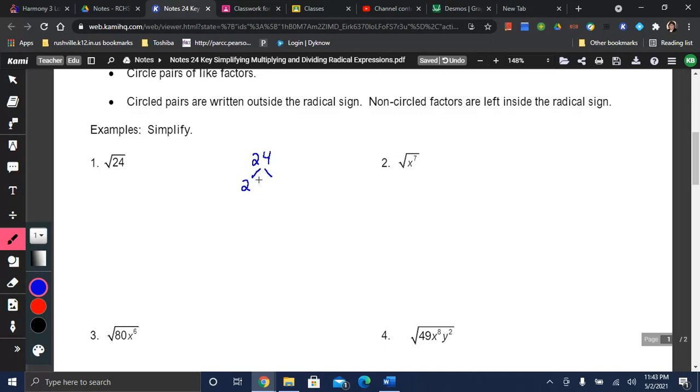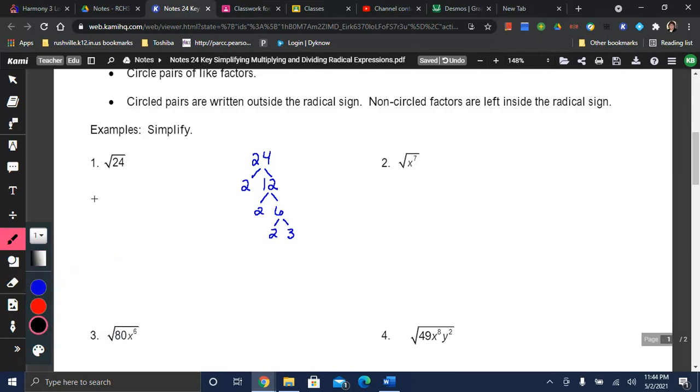Some of you are going to need a calculator for this, and if you do, you're just going to have to go to Desmos and do that. But 2 times 12 will give you 24. Then we're going to see, does 2 divide into 12? Well, yes, it does. That gives you 6. We're going to look again. Does 2 divide into 6? Yes, and we get 3. And then 3 cannot divide by anything other than 1. We're not going to use 1 in this list.